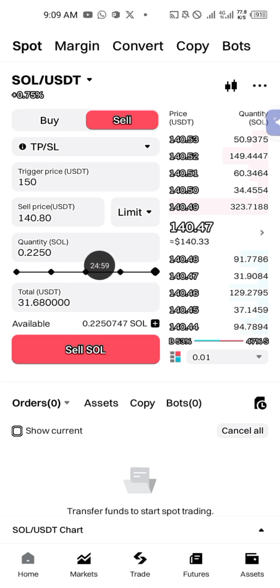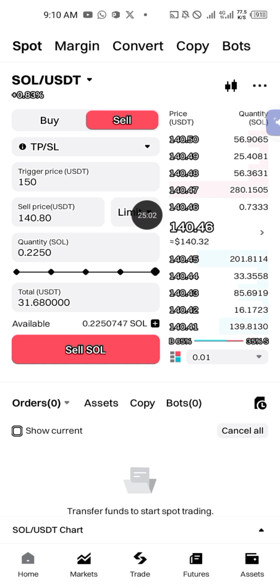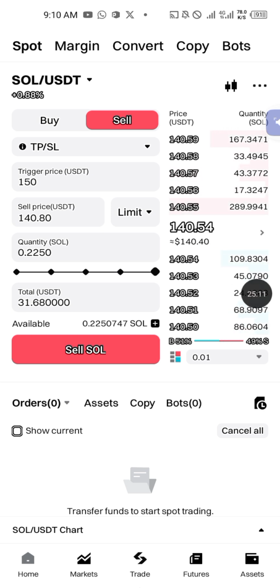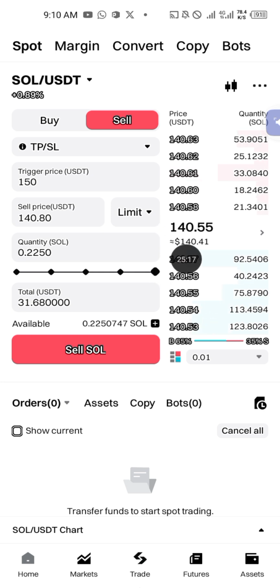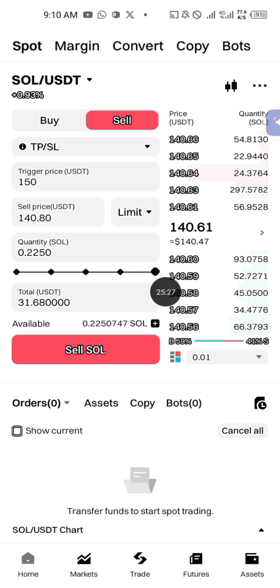Then I'll decide if I want to sell 50% and keep 50%, or I want to sell all. Then I'll just drag it, right? So I've dragged it like this. Then you can see it's on limit, right? Then you tap on sell. So once you tap on sell, whenever the Solana price reaches 150, this market will execute by itself, right? So that's one thing about setting TP slash SL on trading, right?